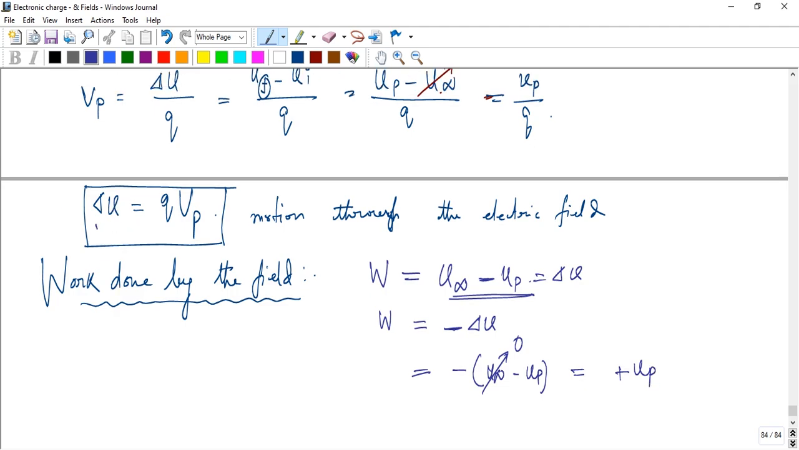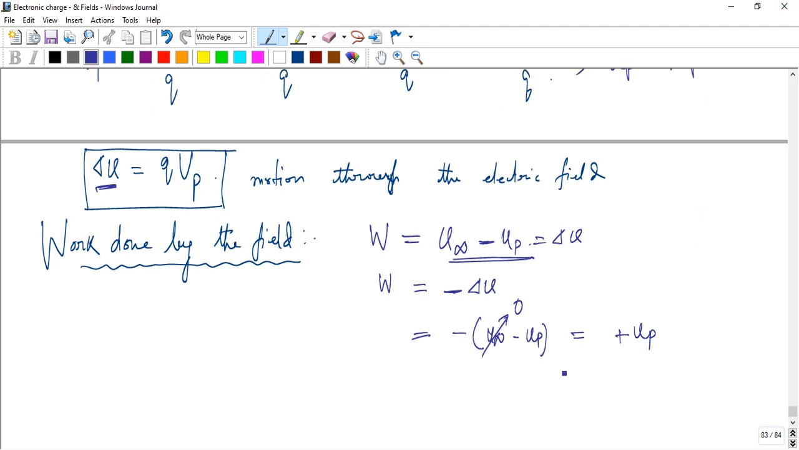Suppose in the case of delta U, that is UP. Here UP is equal to Q times Vp. The UP is equal to Q Vp, which is equal to W. You get another expression.